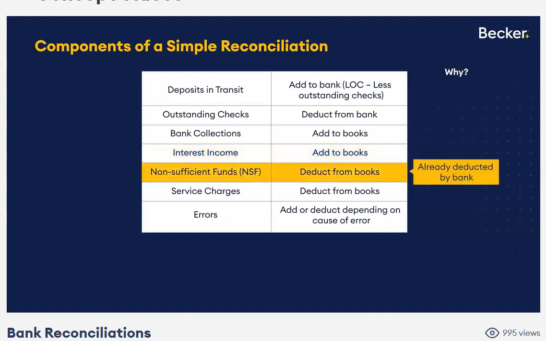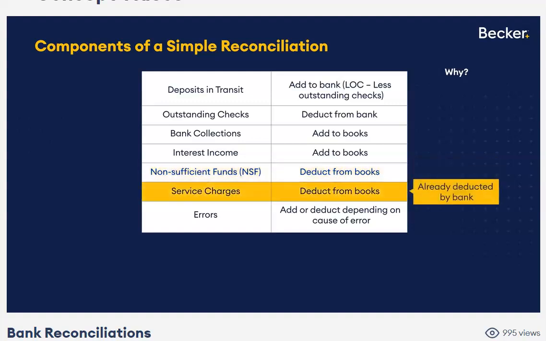The N and the S, insufficient funds, a check bounce. Somebody wrote us a check as we saw earlier and it bounced. Well, that's been deducted by the bank. We now have to deduct that from the books. And then the S in bins, service charges. That's already been deducted by the bank, but it hasn't been deducted from the books yet. So the B and the I get added to the books. The N and the S get subtracted from the books. So we do our bank adjustments. We put our book adjustments in our bins, B-I-N-S. Not so bad.